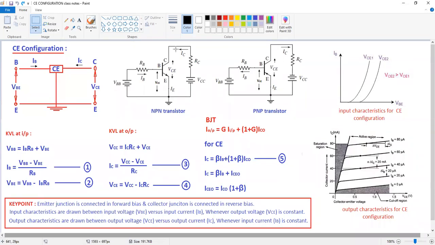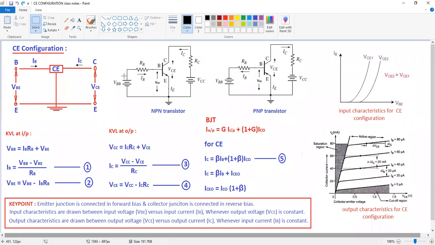Otherwise, we can explain this current direction by using the supply voltage also. Here the supply voltage is in clockwise direction, from positive to negative. So that's why the IB is flowing from left to right like this. Similarly, at output side, it is flowing in anti-clockwise direction like this. So that's why the IC is moving in upward direction, that means right to left like this. We can explain this current direction by using the supply voltages as well as the concept of IE is equal to IB plus IC. Both are same. We are going to get the same result. Now this is about the currents.